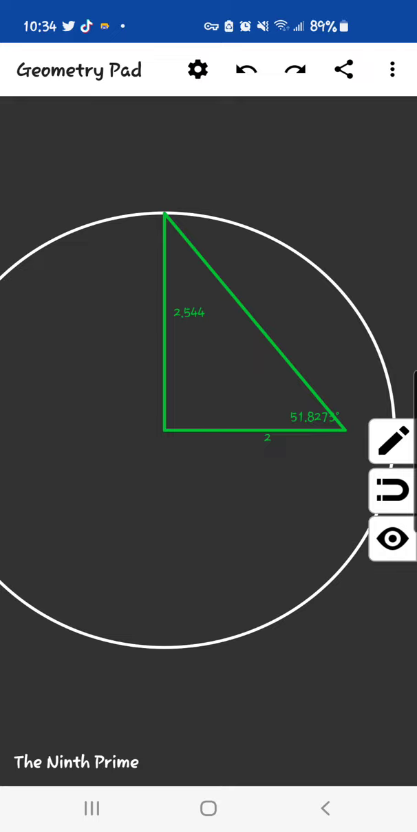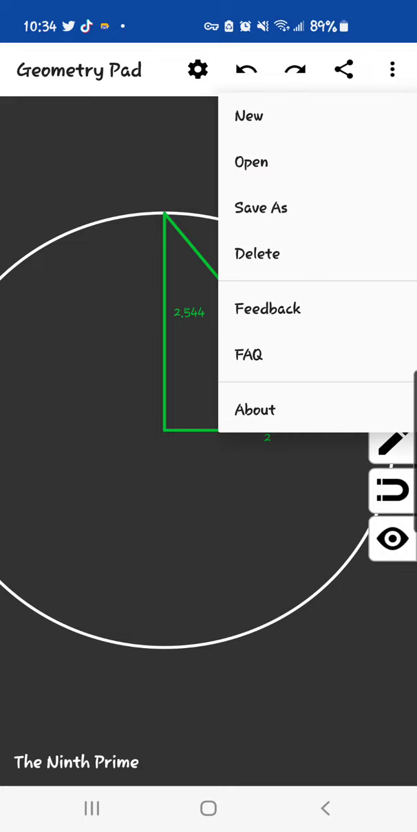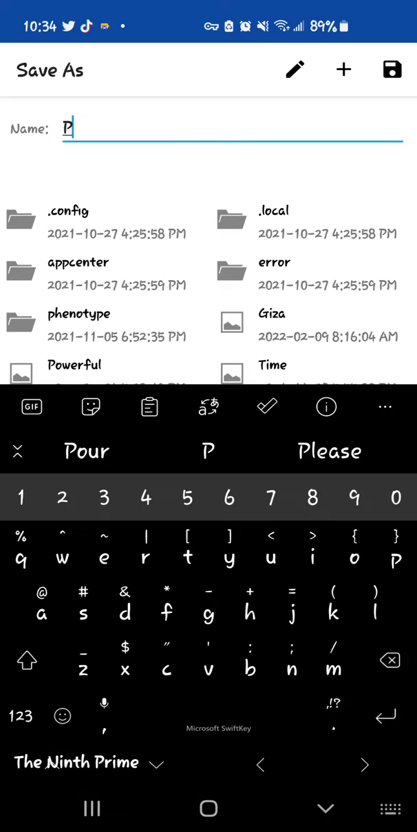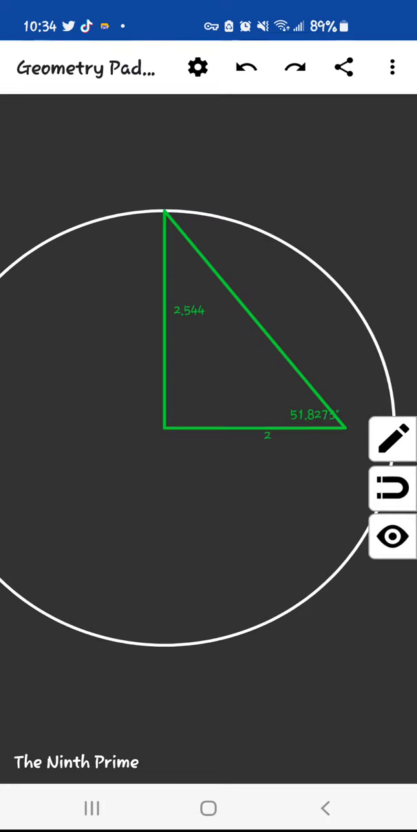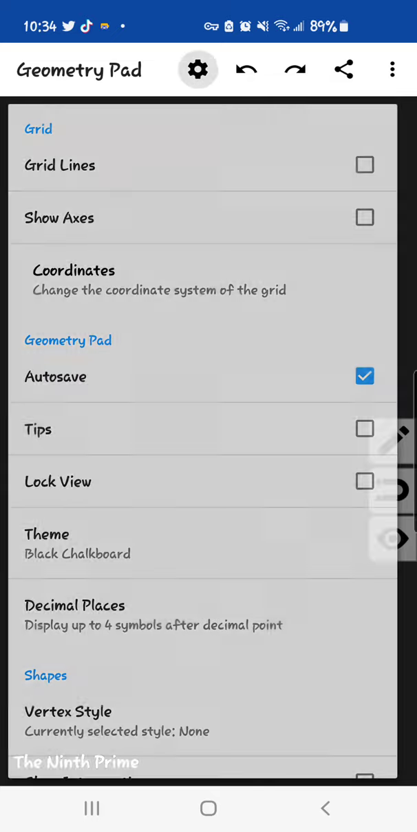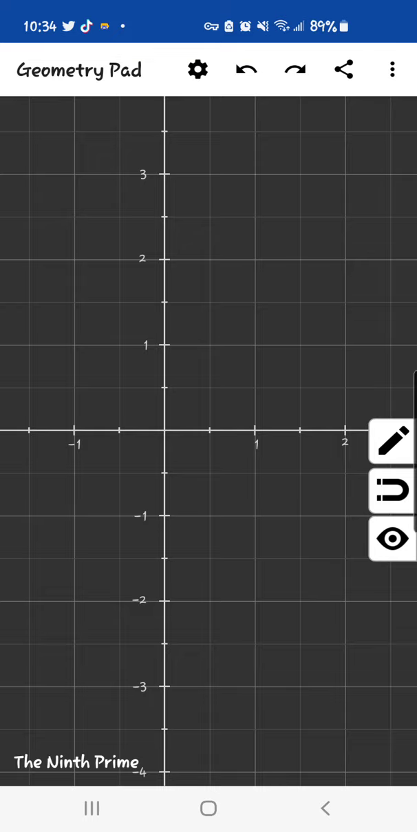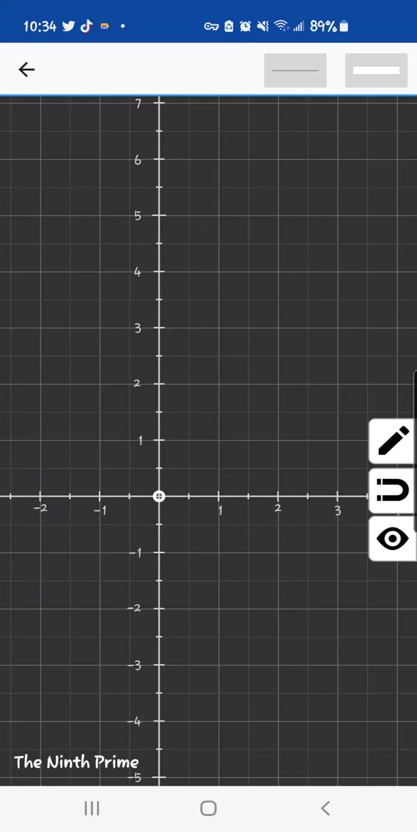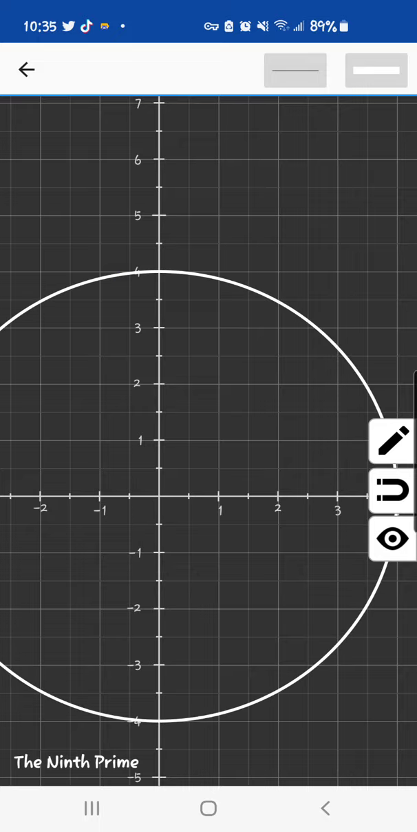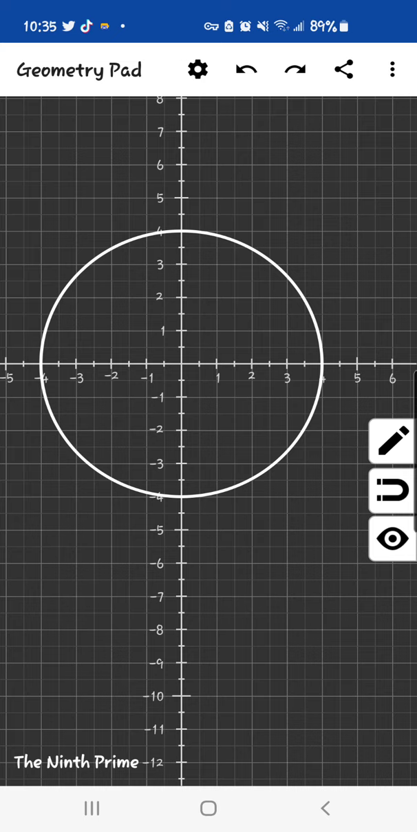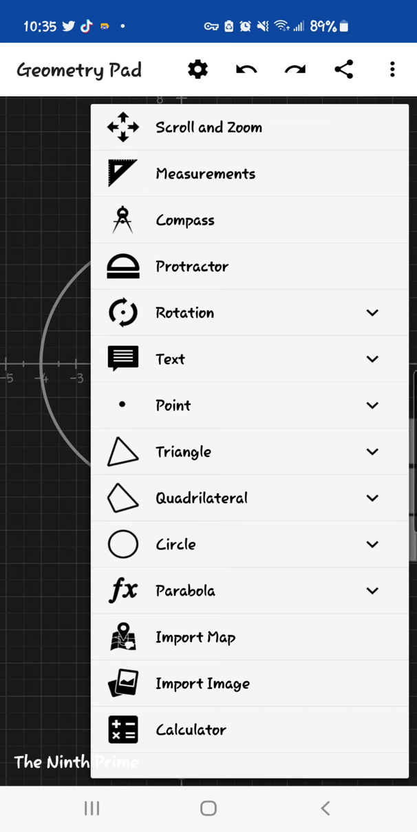I'm just going to save this. I'm just going to do a new one, save. Press. Okay. New one. The one I'm going to do is going to be of radius of 4. Okay. So this one is going to be a radius of 4.